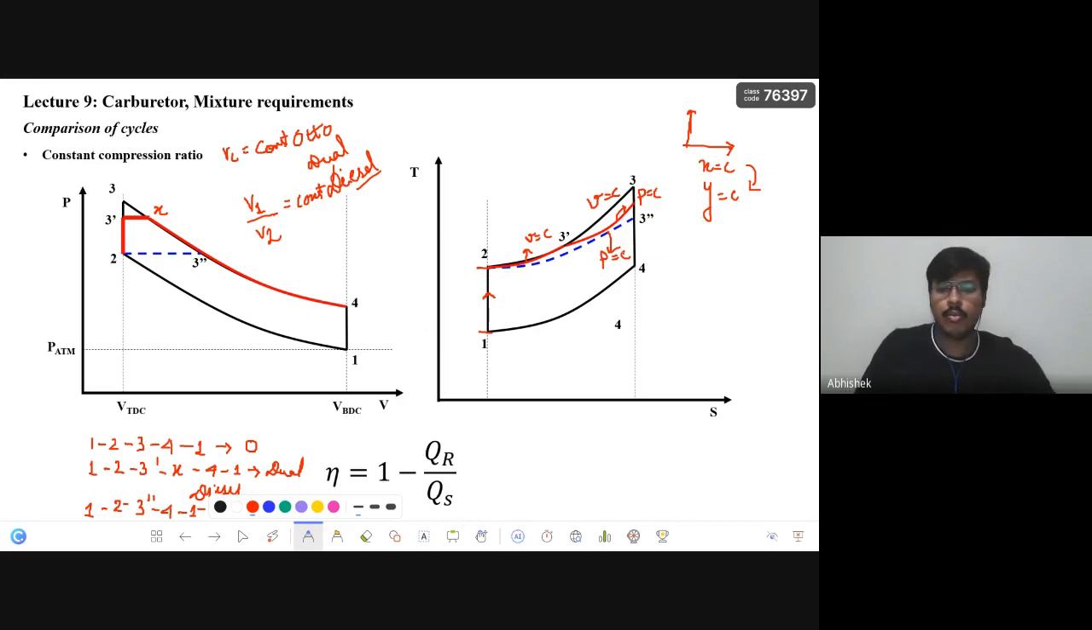Now based on this, this is our efficiency. Efficiency is 1 minus Q rejected by Q supplied. So can you tell me whose efficiency will be higher in this case? When the compression ratio is constant, whose efficiency will be higher and why?